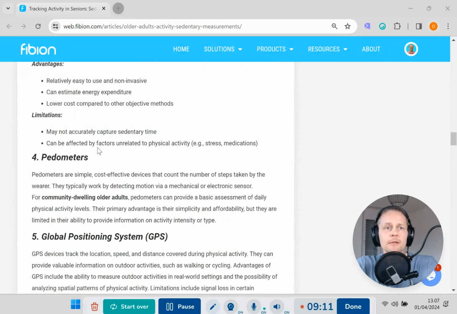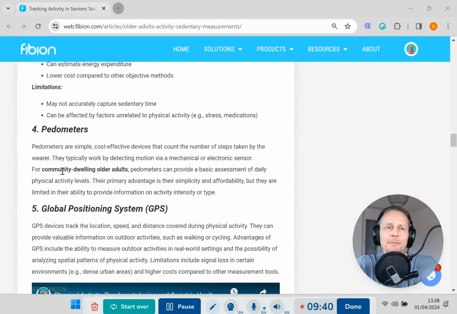And limitations: it may not accurately capture sedentary time and can be affected by factors unrelated to physical activity, for example, stress, caffeine intake, medications, and so on. And the fourth possibility is pedometers.